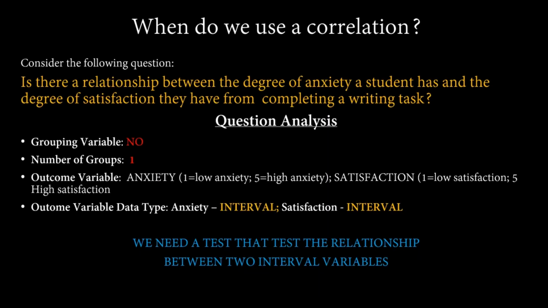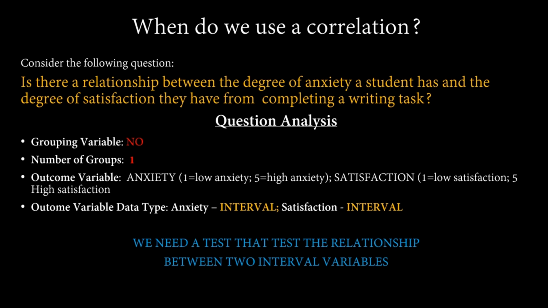So when do we use a Pearson R correlation? Please consider the following question. Is there a relationship between the degree of anxiety a student has and the degree of satisfaction that they have from completing a writing task? So we have a question here which has two measurement variables, degree of anxiety and satisfaction. This is in relation to writing a particular type of writing task. And the question we have is, is there a relationship? Does the degree of anxiety have anything to do with the degree of satisfaction when completing a writing task?